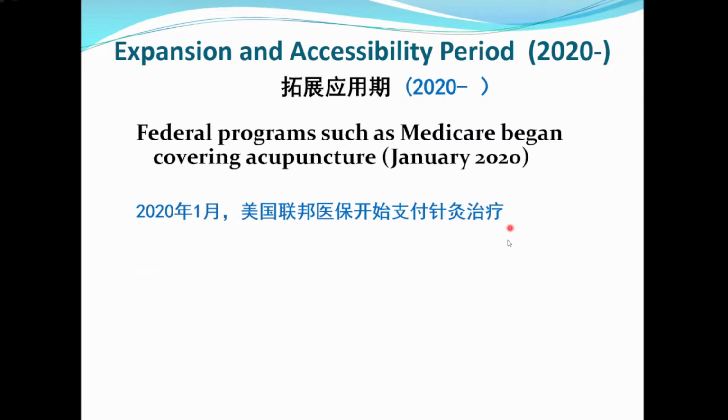Then in 2020, federal programs such as Medicare began to cover acupuncture. This is remarkable because before 2020, no federal agency covered acupuncture. Since January 2020, Medicare covers acupuncture for 12 treatments per year, every year. This means more accessibility for patients, and many hospitals accept acupuncture practice in their hospitals.